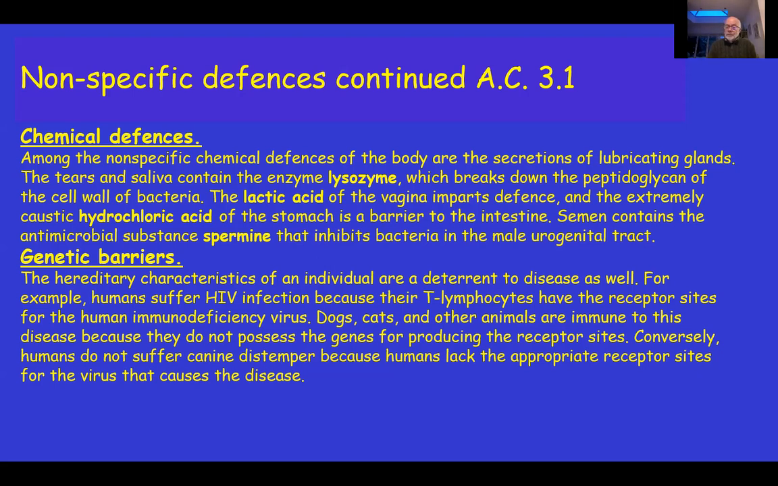Conversely, humans don't suffer from canine distemper, which is a skin disease, because again, genetically, we do not have those receptor sites for the virus to cause the disease. So there are genetic differences between animals as well. So that's why we don't get certain diseases that animals do, and some animals don't get diseases that we get, because of genetic differences.